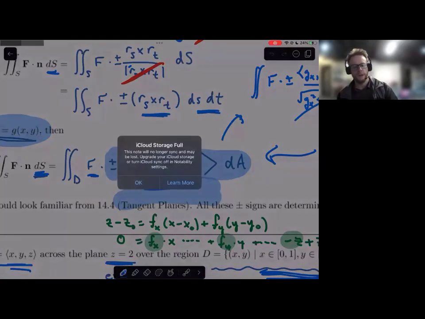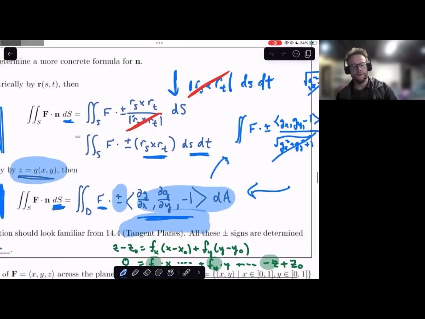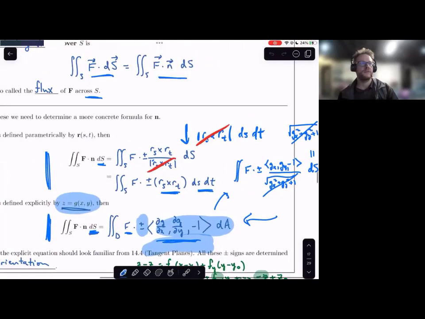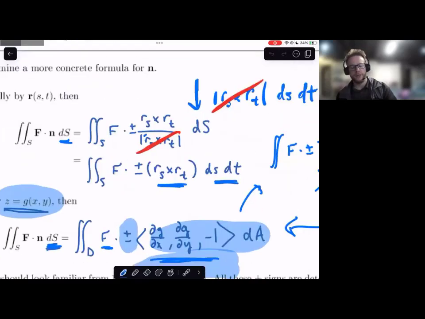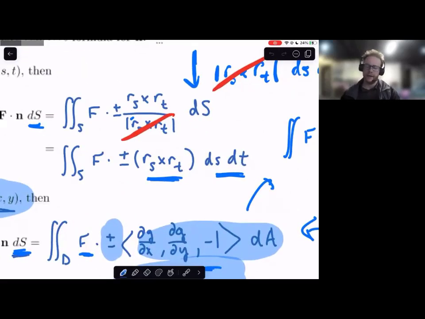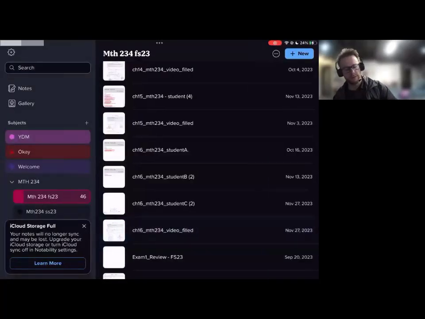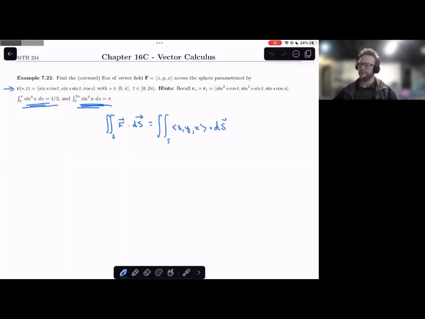On the other hand, if you have a parametrically defined surface, you need to dot product that with plus or minus this r sub s cross r sub t. And that's usually a little bit more difficult. And so that's the situation that we find ourselves in now. So let's jump back here and try to solve this problem together.